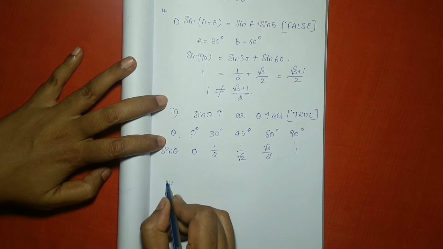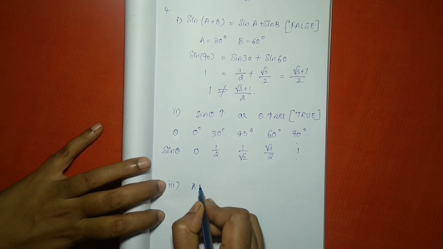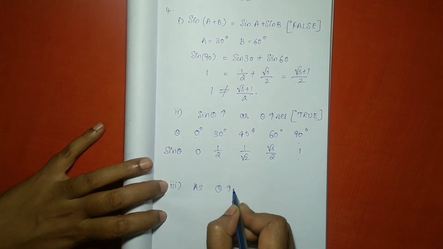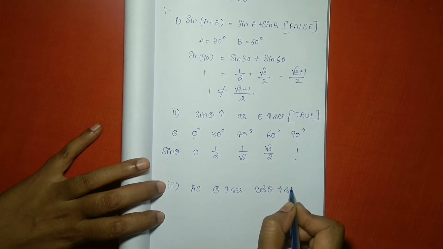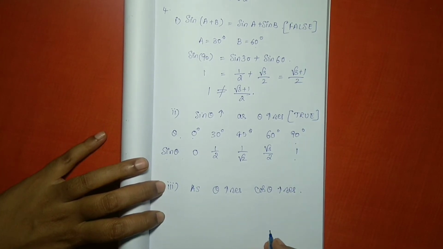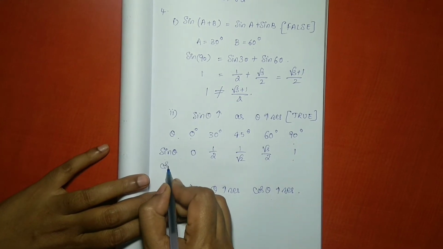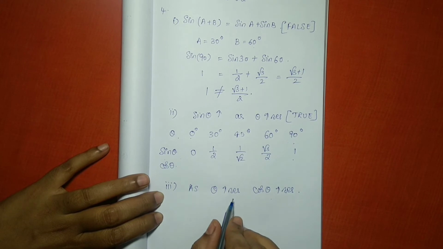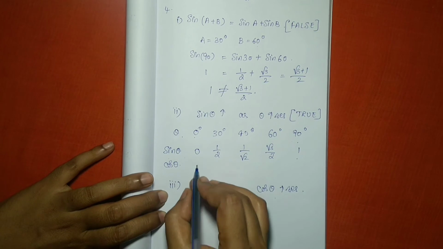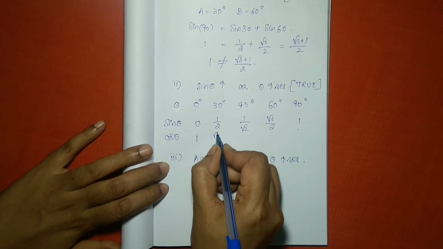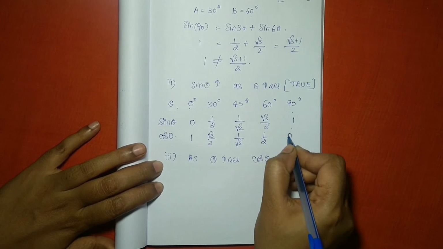Next, the third statement is here. As theta increases, cos theta increases. They're asking whether the statement is true or false. As theta increases, cos theta increases. We'll write down the table for cos theta for different values. Sin theta values we are writing, and for cos theta you have to write it in the reverse way: 1, root 3 by 2 and 1 by root 2, 1 by 2 and 0.